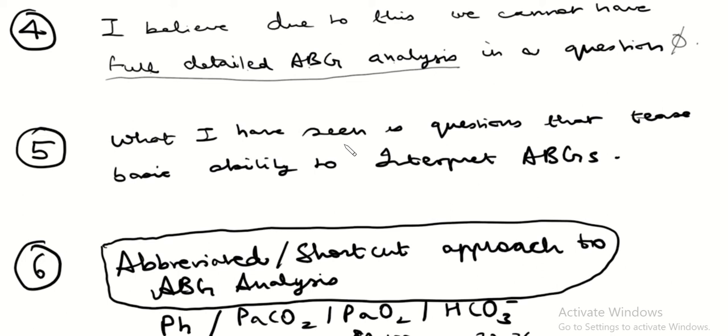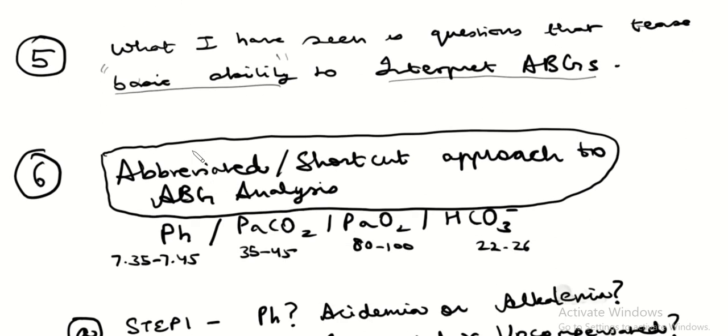What I have seen is questions that tease out the basic ability to interpret arterial blood gases. So I have an abbreviated shortcut approach to basic ABG analysis. Right off the bat, it's not perfect. Anything that's a shortcut will take you to a place faster. It's not the textbook way.